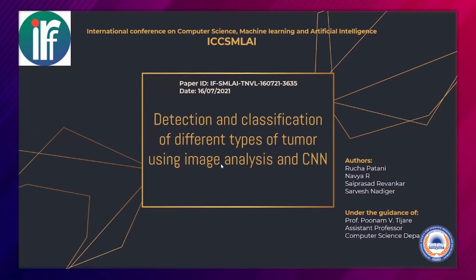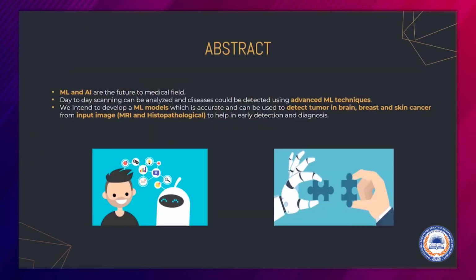So the research paper my team was working on was detection and classification of different types of tumors using image analysis and CNN. So the research concentrates on using ML and AI related models, with deep learning techniques, for tumor detection. We are considering here 3 types of tumors, which are brain, breast, and histopathological images, for early detection and diagnosis of the tumor.